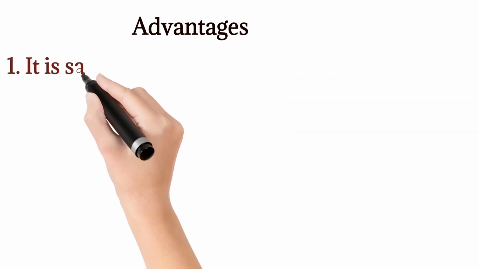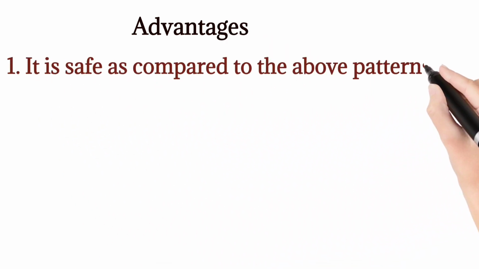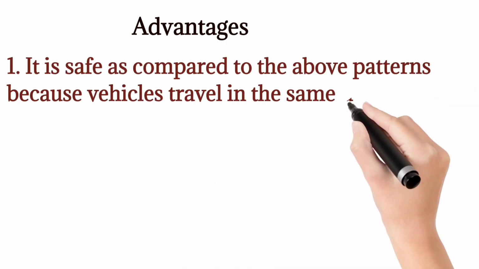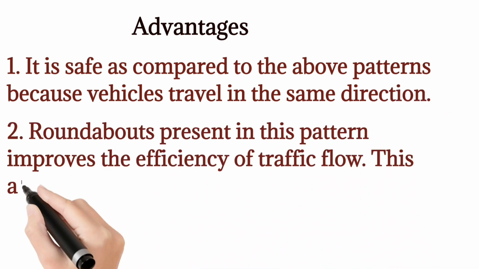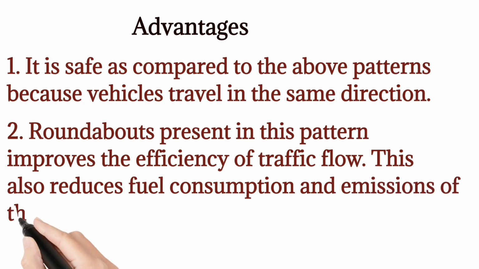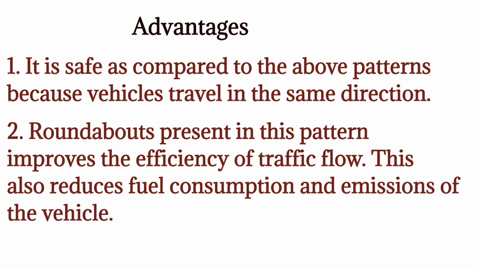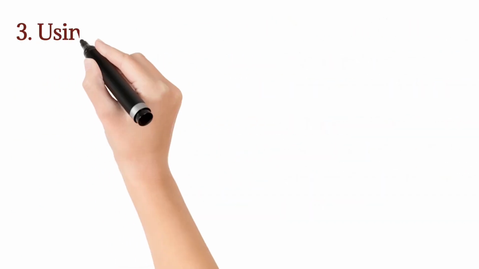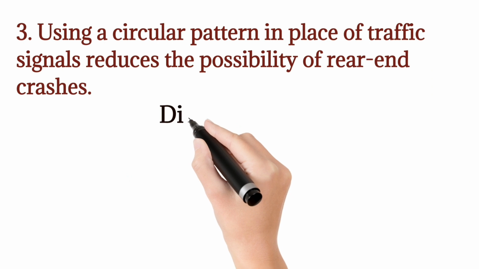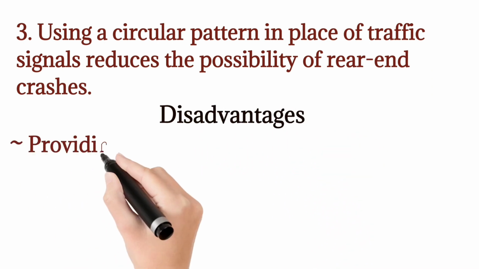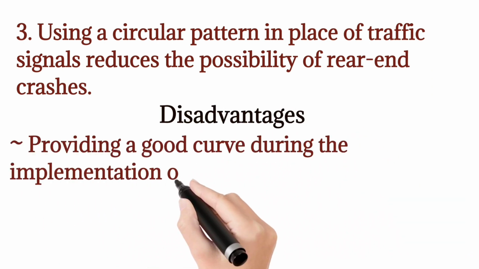Some of the advantages of star and circular pattern are: it is safe as compared to the above patterns because vehicles travel in the same direction. Roundabouts present in this pattern improve the efficiency of traffic flow. This also reduces fuel consumption and emissions of the vehicle. Using a circular pattern in place of traffic signals reduces the possibility of rear-end crashes.